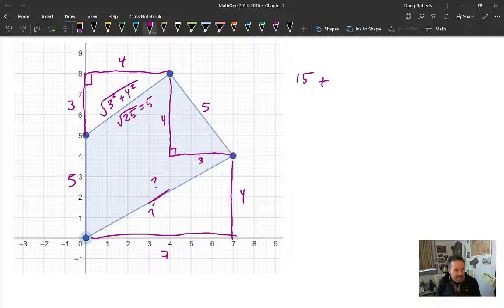7 squared is 49. 4 squared is 16. So I'm looking at 49 plus 16, and the area or the length of that piece would be the square root of that. Mr. Roberts, are you grabbing your calculator? Yes, I am. Let's see. 49 plus 16. The square root of that is about 8.06. So I'm going to round it to 8.1.